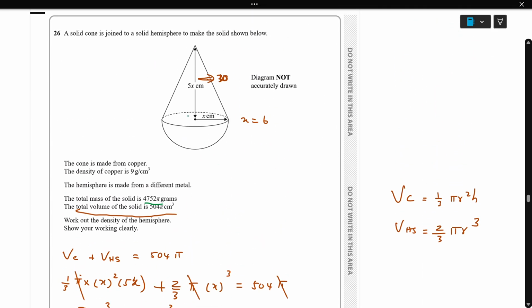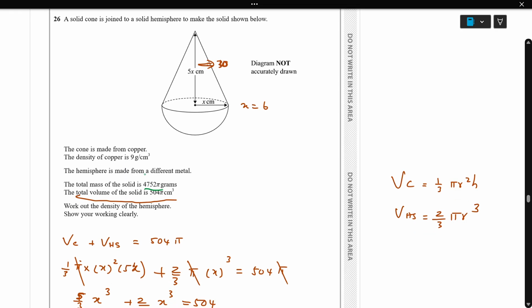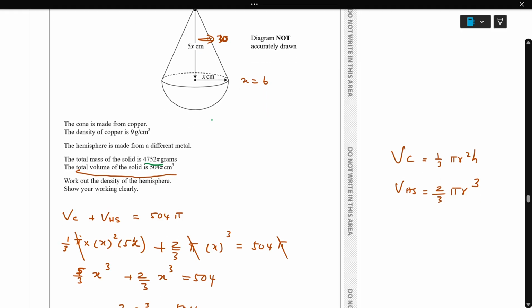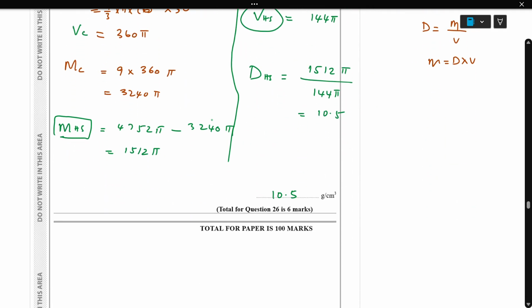So first we found volume of cone, then we already have the density, so we found the mass. Total mass is given, so that mass we take away from the total mass, so we got the mass of the hemisphere. Then we find volume of the hemisphere, so mass and volume we have, so we found the density of this hemisphere.